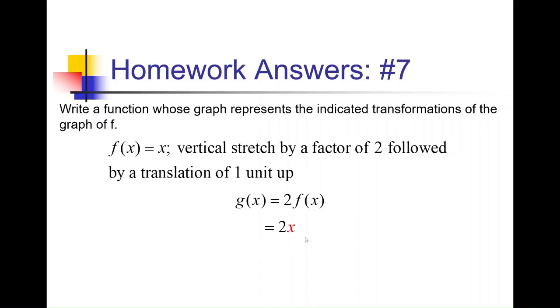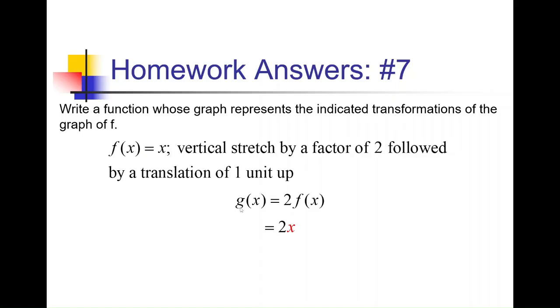x. Okay, now to get this other transformation, I'm going to create another new rule using this g function that I just wrote. Since it's also a vertical change, it happens outside the g function. So, and it's exactly what it looks like. A translation of 1 unit up means I need to add 1 outside the function.